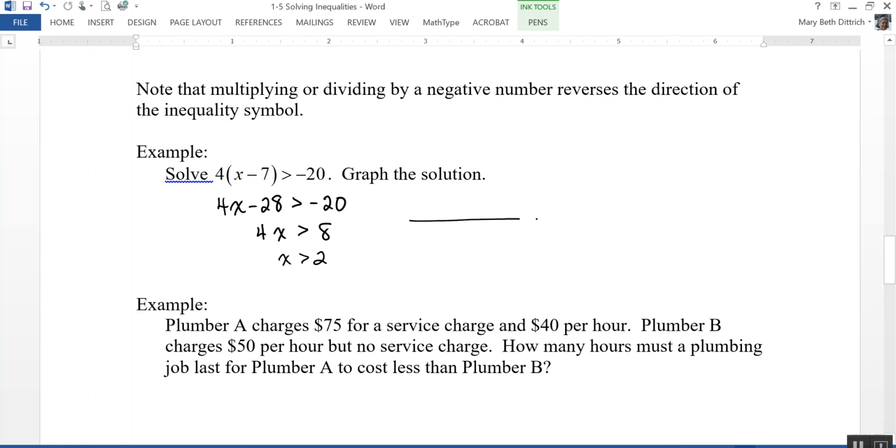Now to graph that solution, I'm going to draw a number line. I'm going to put a 2 in the middle. I'll put one number larger and one number smaller. Since this is a greater than, not a greater than or equal to, I'm going to have an open circle and I'm going off in the positive direction. That means that any number that is greater than 2, so 2.00001, will work.